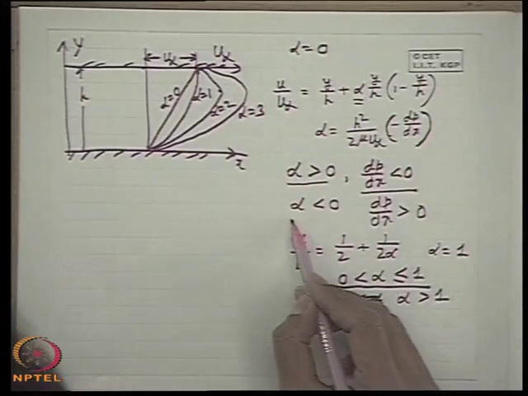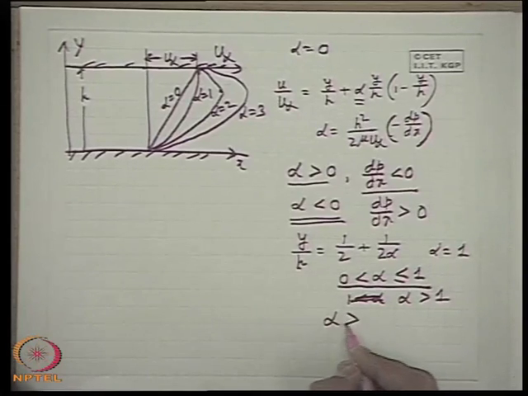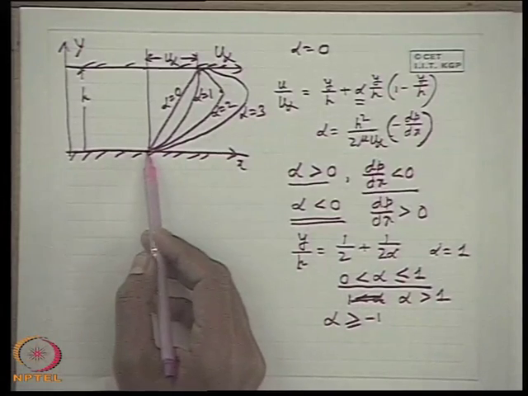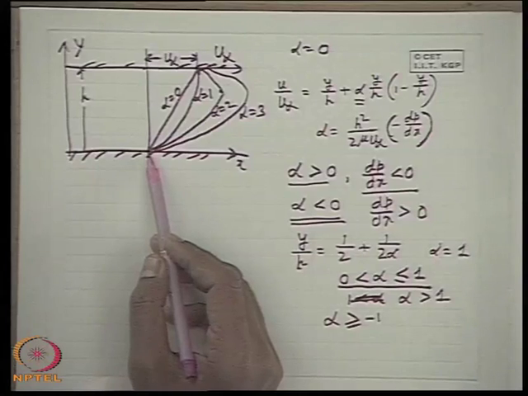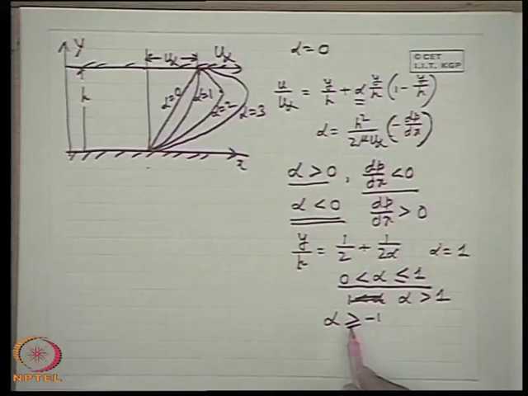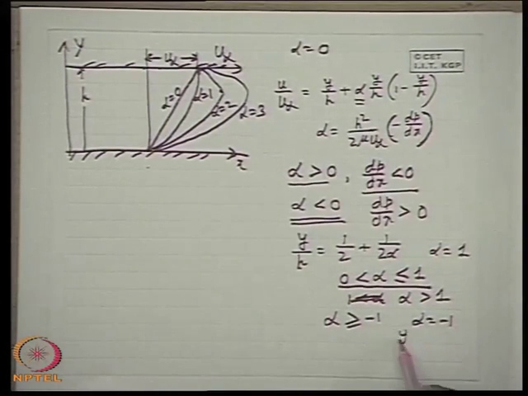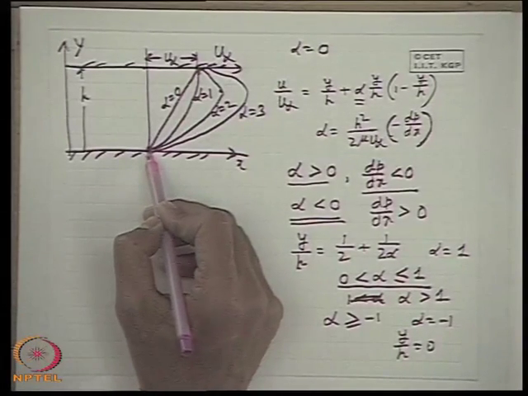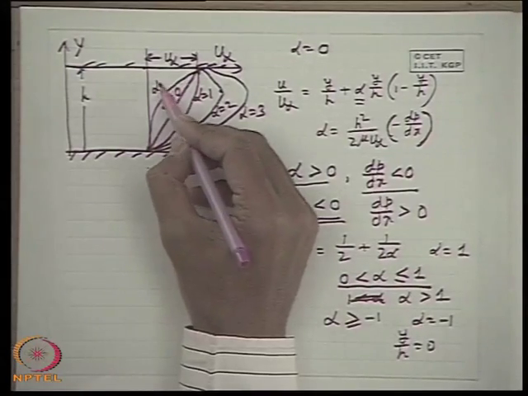Similarly, it is found that in the range when alpha is less than 0, so long as alpha is greater than or equal to minus 1, the minimum will be found at a distance less than 0, which is not feasible. So therefore in this regime, alpha greater than or equal to minus 1, the minimum velocity is the 0 velocity. Exactly at alpha equal to minus 1, we get y by h equal to 0. That means that at alpha equal to minus 1 we get a 0 gradient here, which is a minimum condition, and the minimum velocity is 0. That means this will be alpha equal to minus 1.